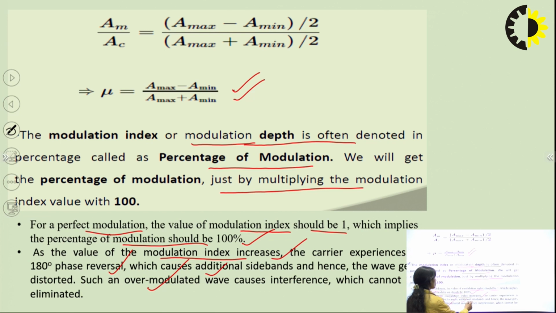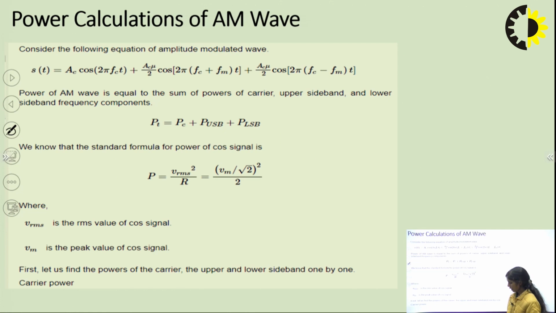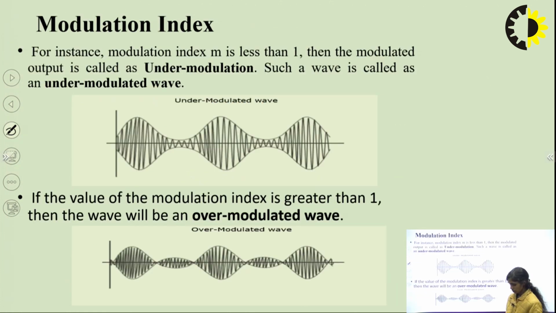We do not want to increase the modulation index above 1. So we will either take the modulation index as 1 or lesser than that. So this comes under the different cases of modulation index. Next we are going to study the different cases of the modulation index.